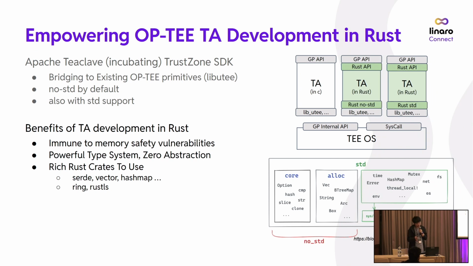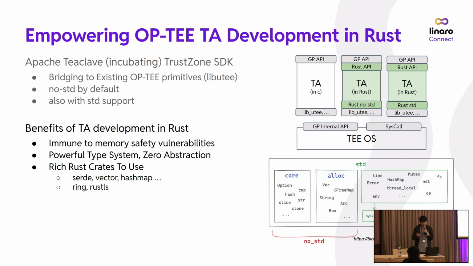And the benefit of developing TAs in Rust is very obvious. For example, the developer no longer needs to worry about memory safety issues. I think even today, the main security concern in trusted applications is still memory safety, right? And Rust itself provides a very powerful type system, and also zero-cost abstractions, with comparable overhead to development in C. And also, all the checks are enforced at compile time.